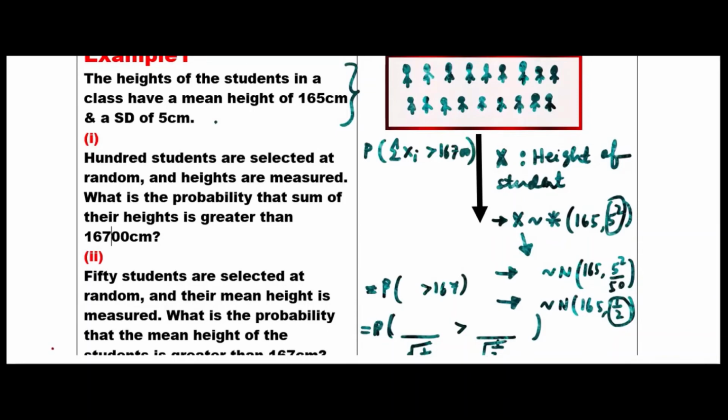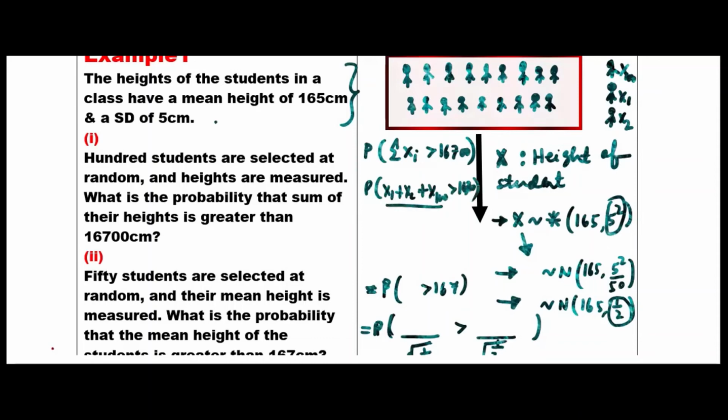So suppose this is the first guy I selected. I have to measure height. This is x1. The second guy I selected, I have to measure the height. This is x2. The 100th guy I have to select, the height is x100. You have to find the probability that x1 plus x2 plus up to x100 is greater than 16700.